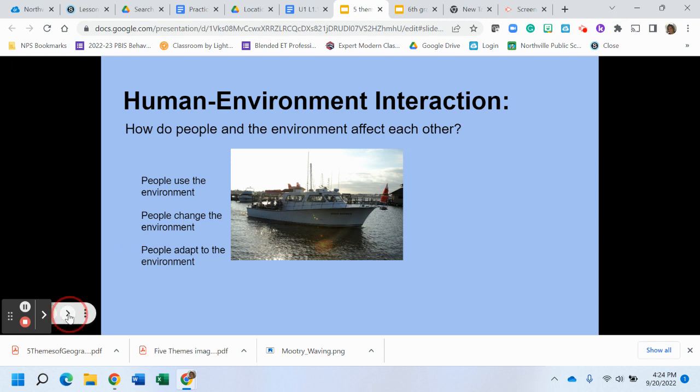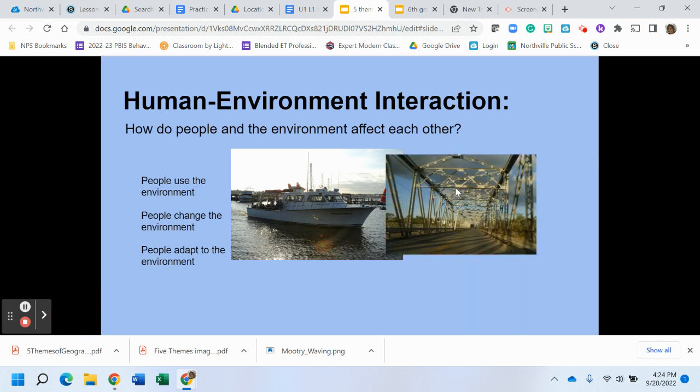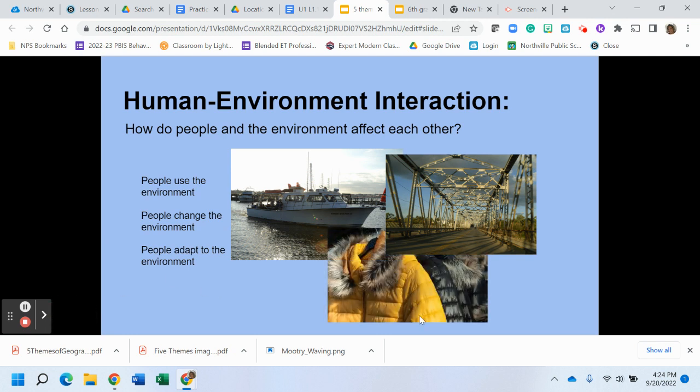People also change the environment. They build things. So you could put building things, or you could draw a picture of a bridge where it says change. And then a third way that people are affected by the environment is that they adapt to the environment. In this example, you might wear a coat if it's cold out. So the environment is cold and you adapt by wearing a coat.